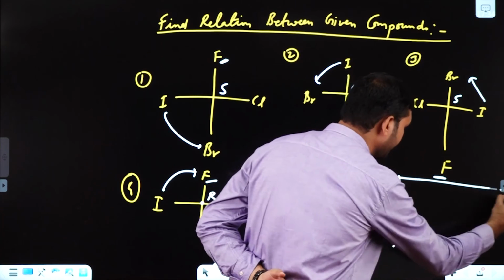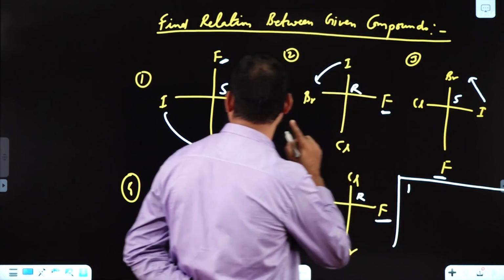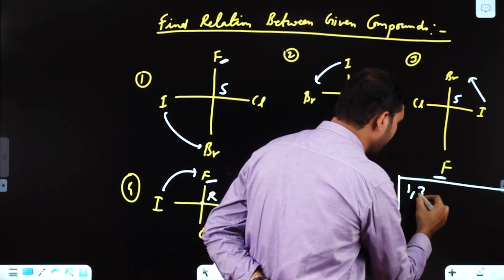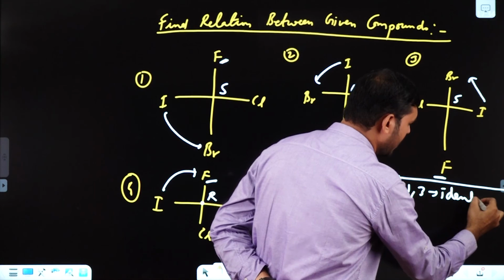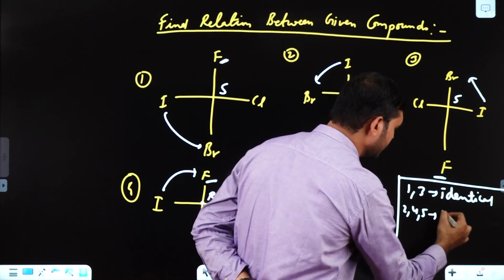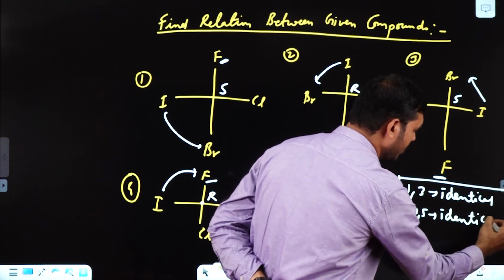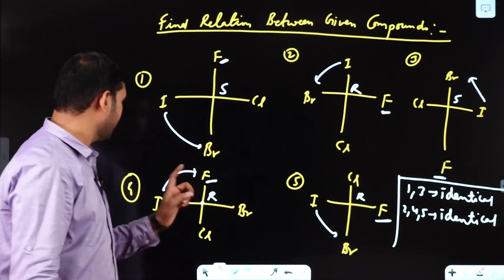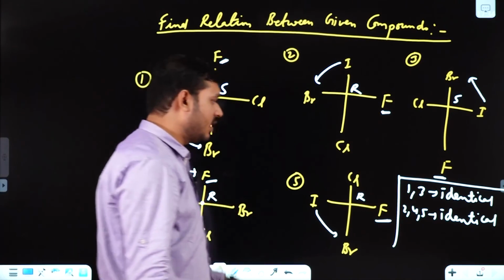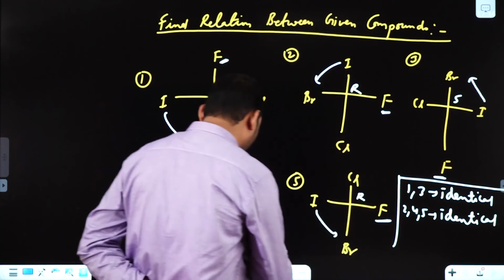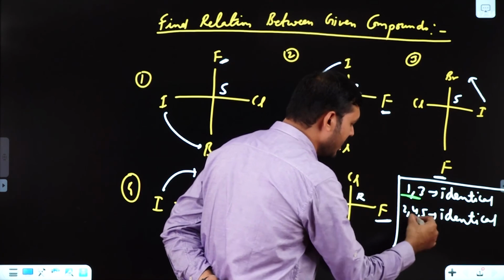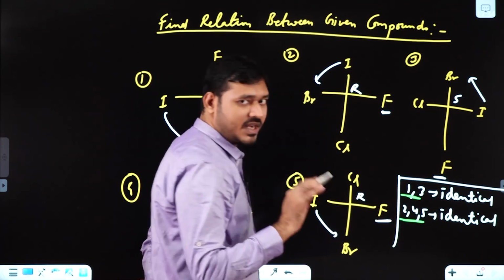So I can say 1 and 3 are identical, 2, 4, 5 are identical, because 2, 4, 5 have the same configuration, one chiral center, same molecular formula. Now, the relation between any of these two with any of these three will give you enantiomer, okay?